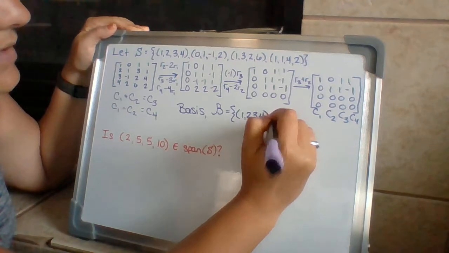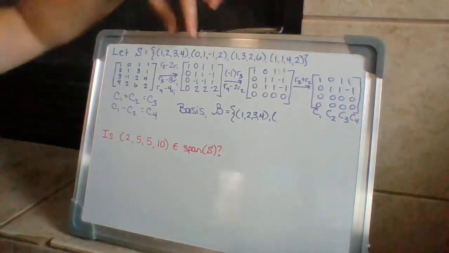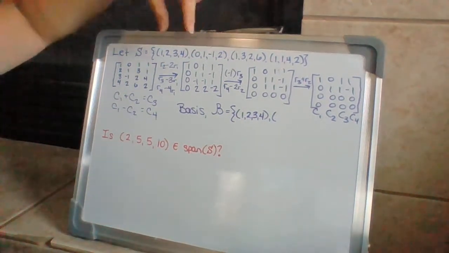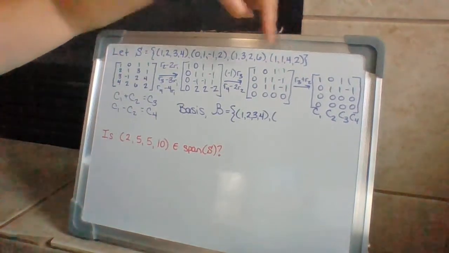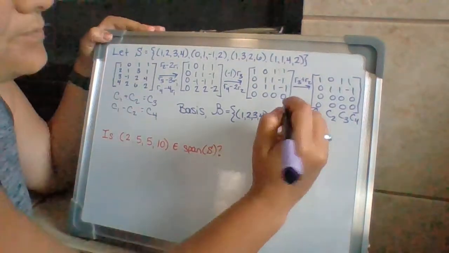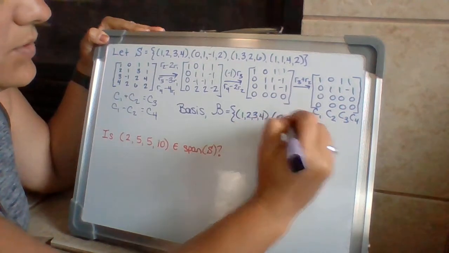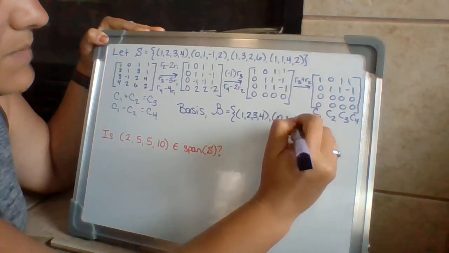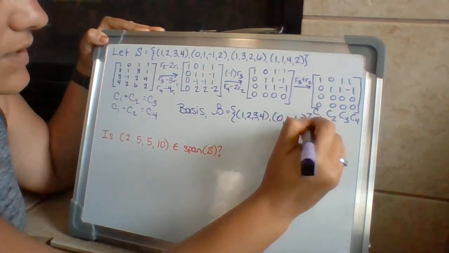And you can check the math on that too and see that if I add these two together, I get the third one. And if I take the first one minus the second one, I get the fourth one also. So I only needed those first two vectors. Those are my basis now for the span of S.